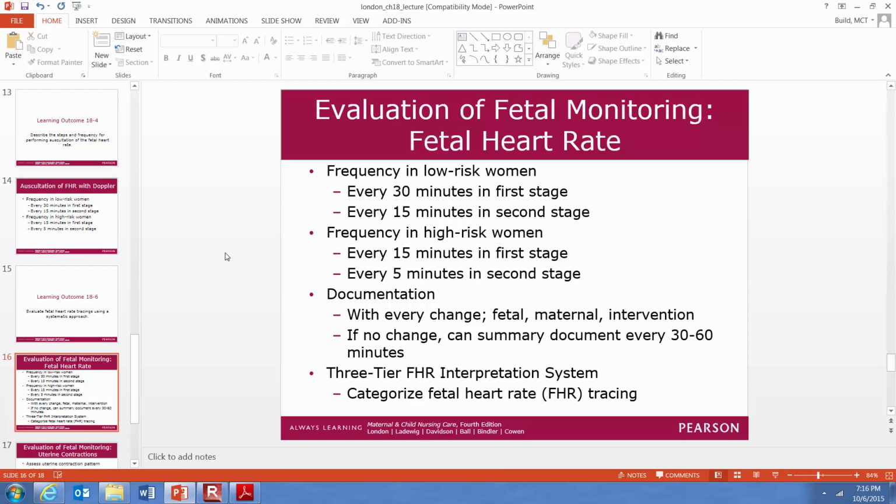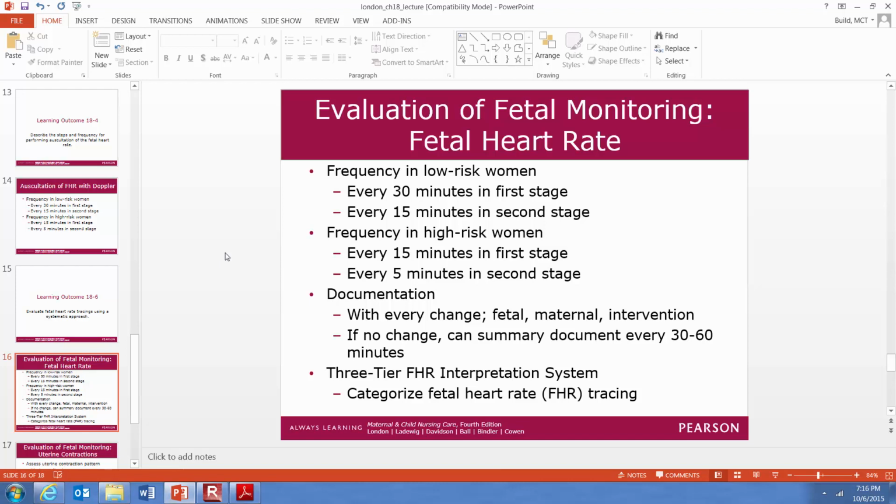Now, I'm going to reiterate, if our assessment is changed, you have to document, okay? So we're going to be documenting fetal heart rate, contraction pattern, maternal vital signs, and maternal interventions. And then the last thing we're going to be documenting is this 3-tier fetal heart rate interpretation system.